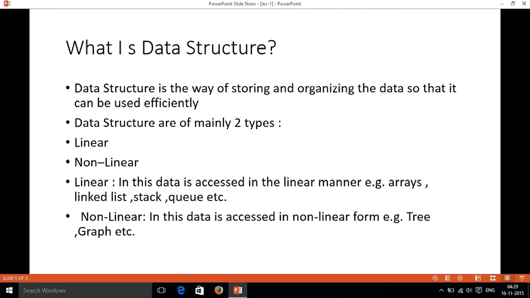Now, in nonlinear data structure, the data is accessed in a nonlinear manner. The examples of the nonlinear data structure are trees and graphs, etc. Now, in trees, there are branches, and we can go to the left node also and to the right node also in the trees. So, it can be accessed in a nonlinear manner.